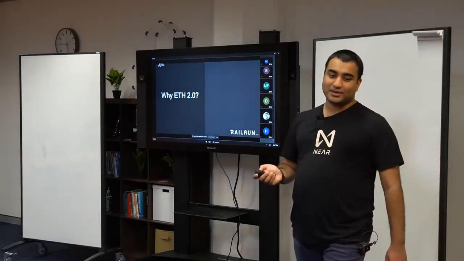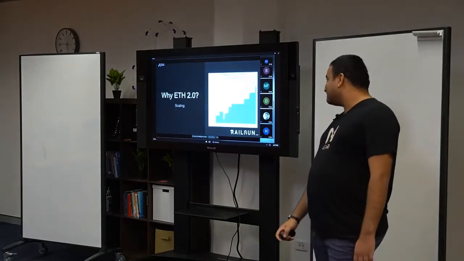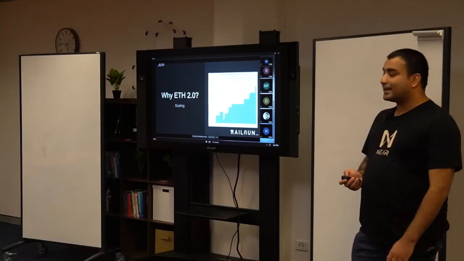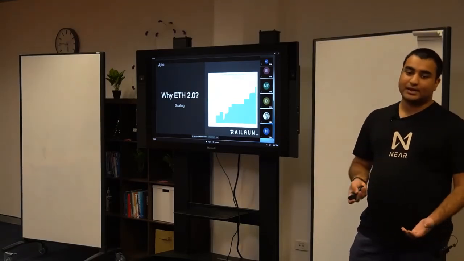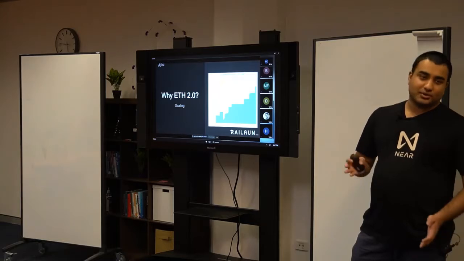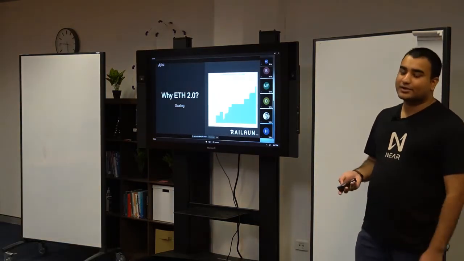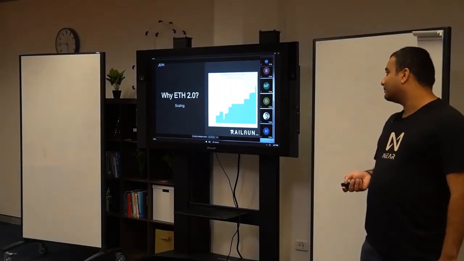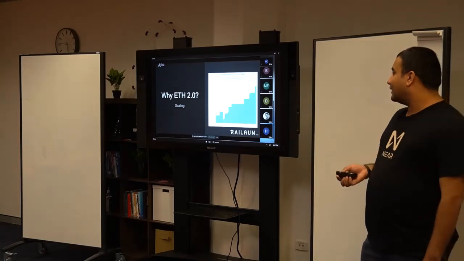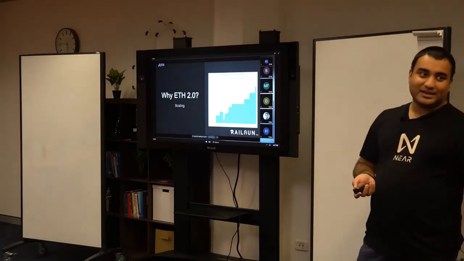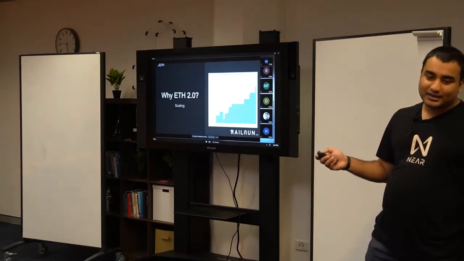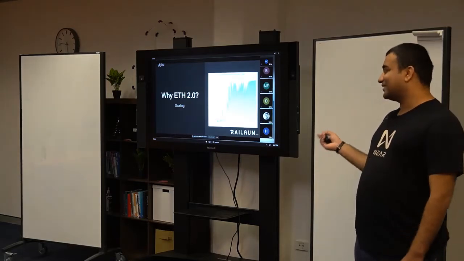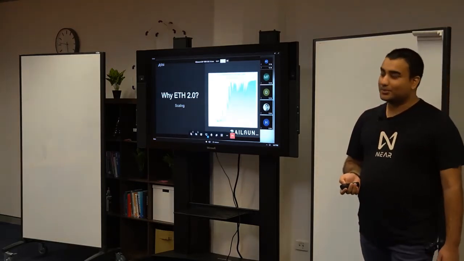So why ETH 2.0? Scaling. That's a graph of the total gas limit in Ethereum. In Ethereum, computation consumes gas. A small transaction might only take a little amount of gas. A large transaction will take a lot of it. This is a historical gas limit going back to 2015. As you can see, we've steadily been increasing it as demand grows. But even though we've been increasing it, the utilization is pretty much pegged to 100%.